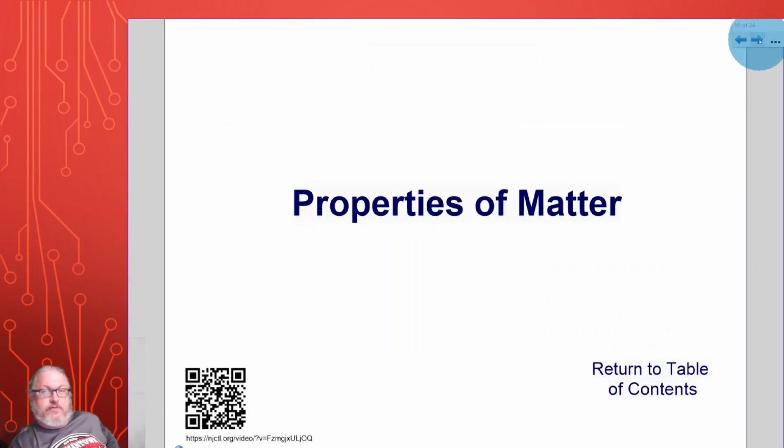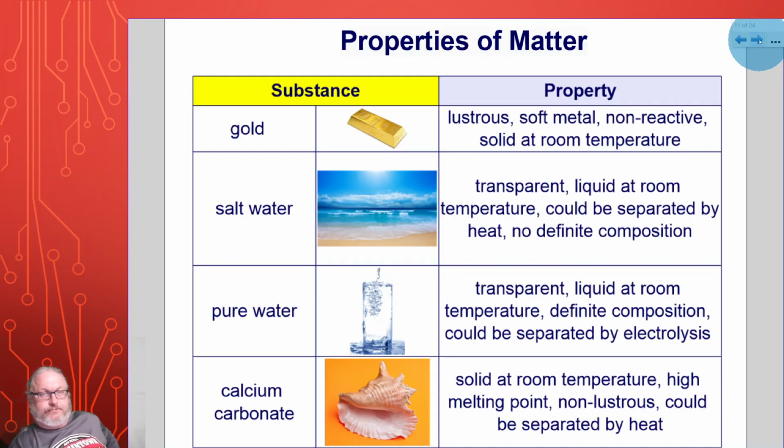All right, so let's move on to properties of matter. So, metals are lustrous. Gold is a soft metal. It's non-reactive, and solid at room temperature. Salt water is transparent, or what we call water white. It's a liquid at room temperature. It can be separated by heat and has no definite composition.